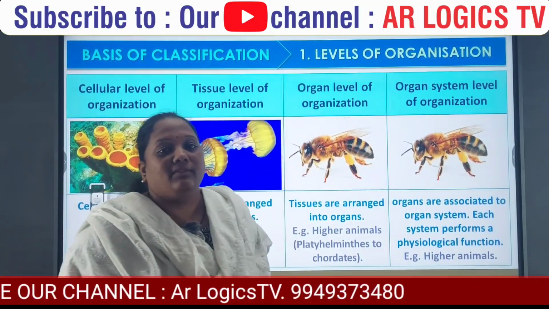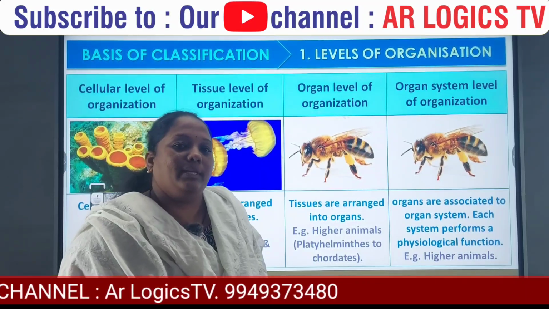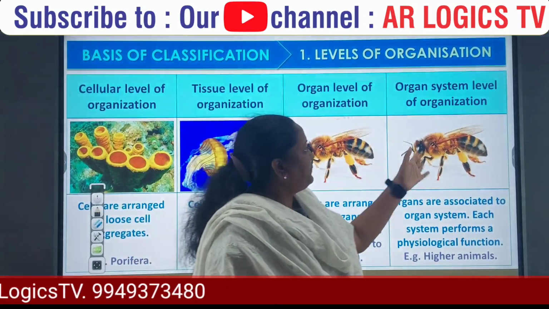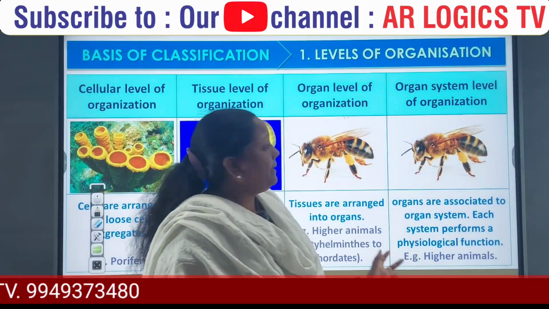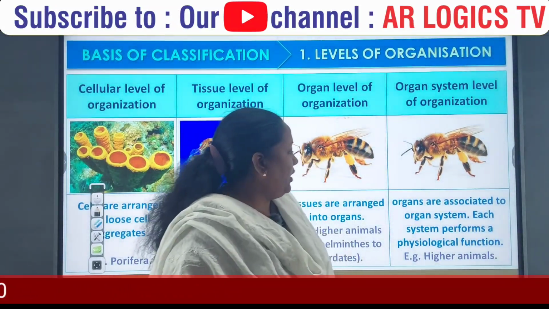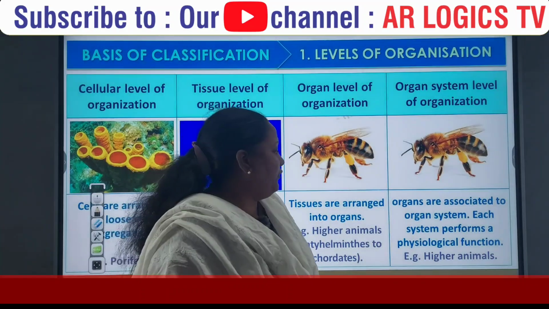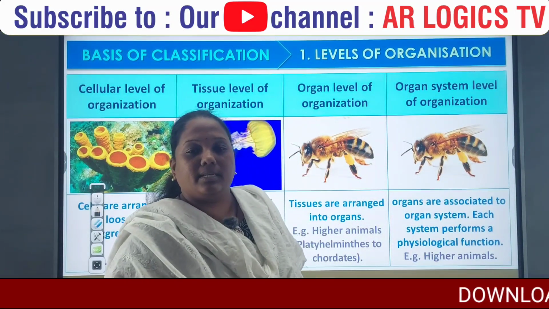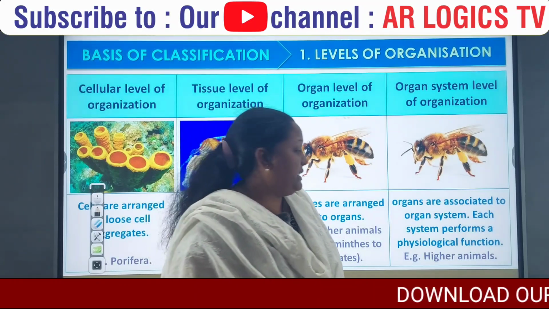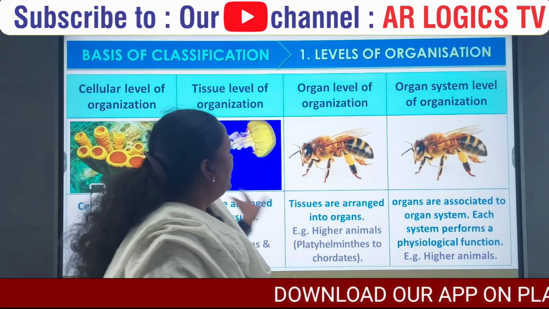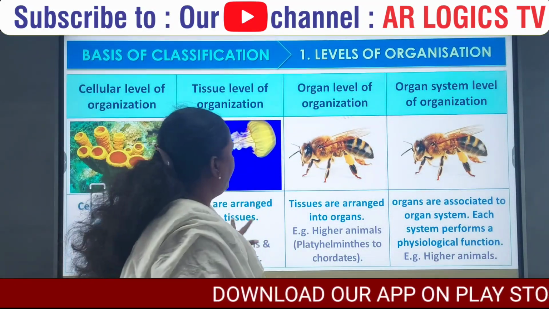I said platyhelminthes are flatworms, for example Taenia solium. We call it a flatworm. Next, organ system level of organization. Here organs are associated into organ systems. Each system performs specific physiological functions, for example digestive system, circulatory system, nervous system, respiratory system. These systems are present in the higher animals. So this is the level of organization.